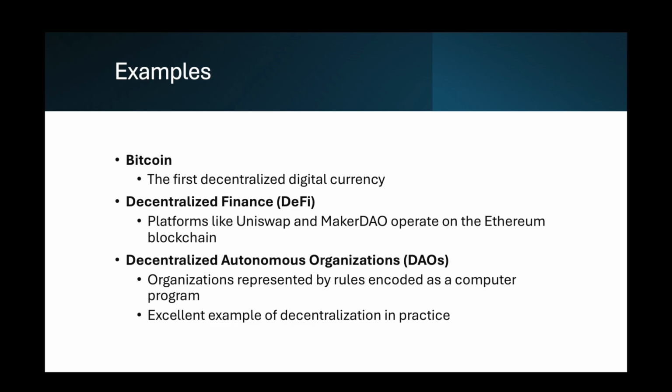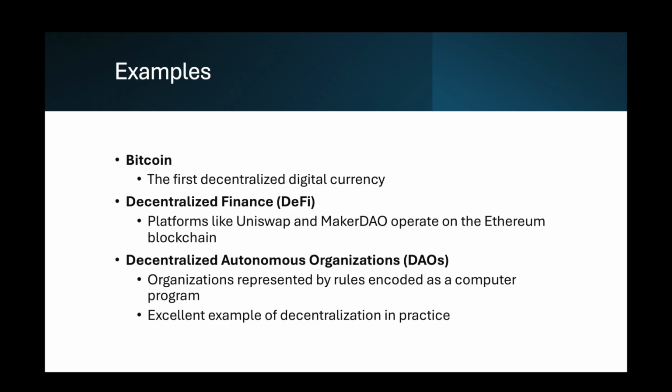Examples. Bitcoin, the first decentralized digital currency. Bitcoin operates on a global network of computers that jointly manage the ledger and transaction processing, removing the need for a central authority. Decentralized finance. Platforms like Uniswap and MakerDAO operate on the Ethereum blockchain, offering financial services such as lending, borrowing, and trading without the need for traditional financial intermediaries.